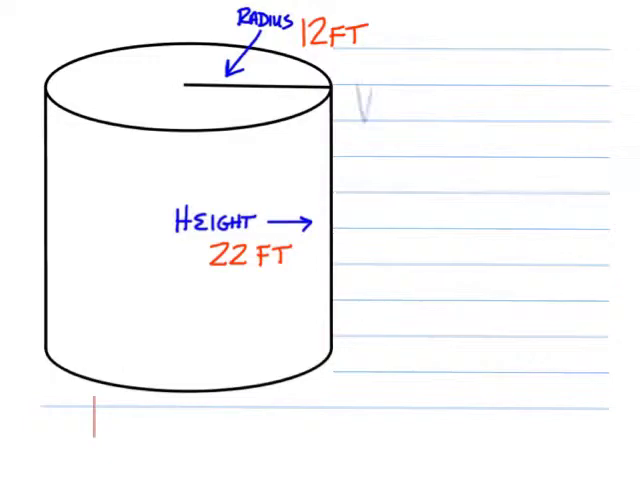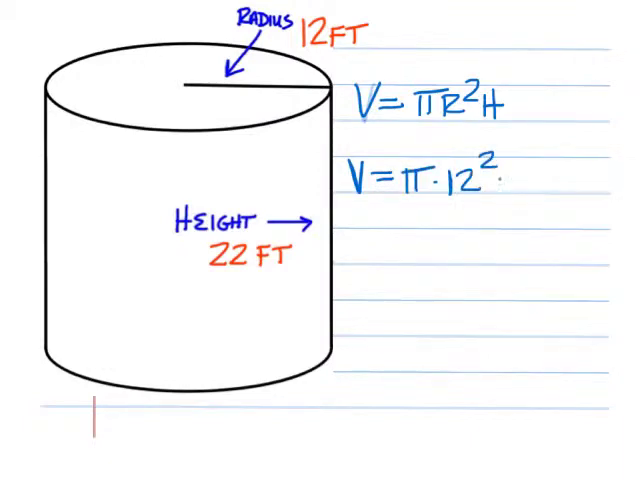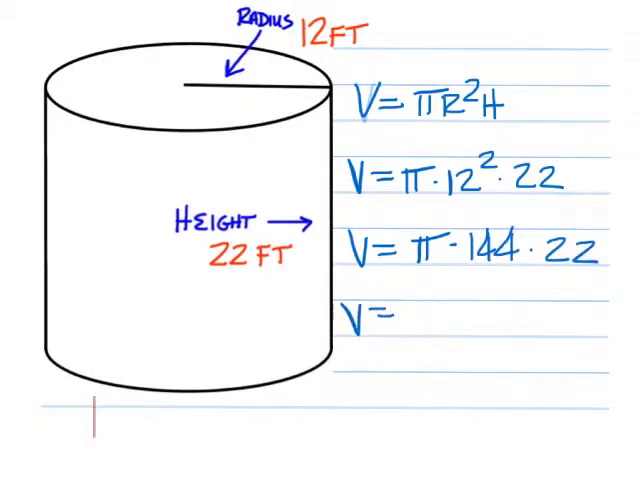So always start out with the formula V equals pi r squared h, and plug in what you know. We know the radius is 12, and we square that, and the height is 22. Simplify the radius squared, that's 144. And then simplify 144 times 22 to come up with 3168.